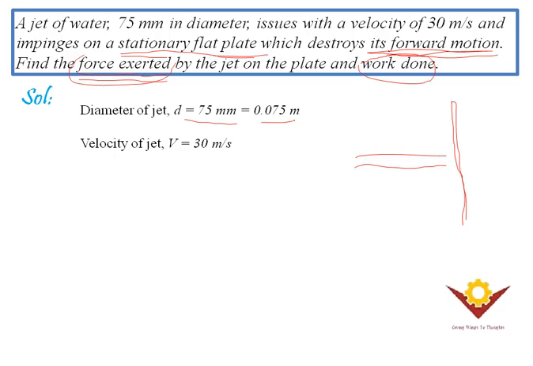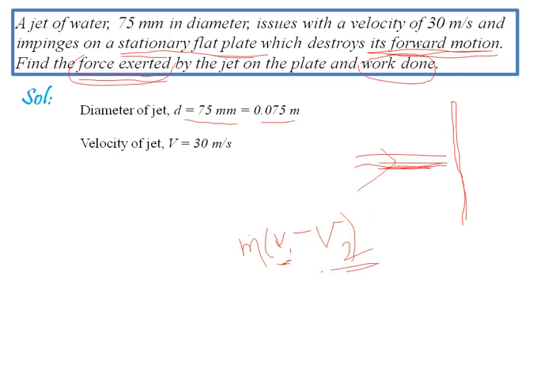And from the impulse momentum principle, we know that the force is equal to mass into the initial velocity minus final velocity, right? v1 minus v2. And now what is v1? The velocity with which the jet is striking the plate. And what is v2? The velocity of the jet after striking the plate.